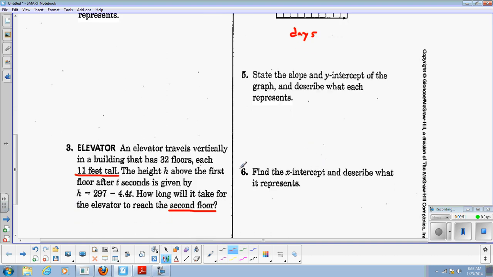On this one here, number 6, you do not need to do number 6. We'll deal with x-intercept later. So we will just skip number 6 for now.